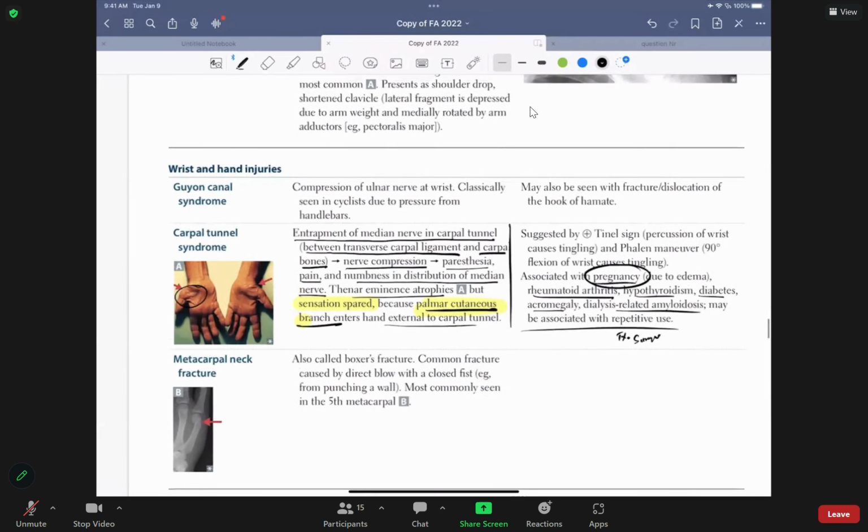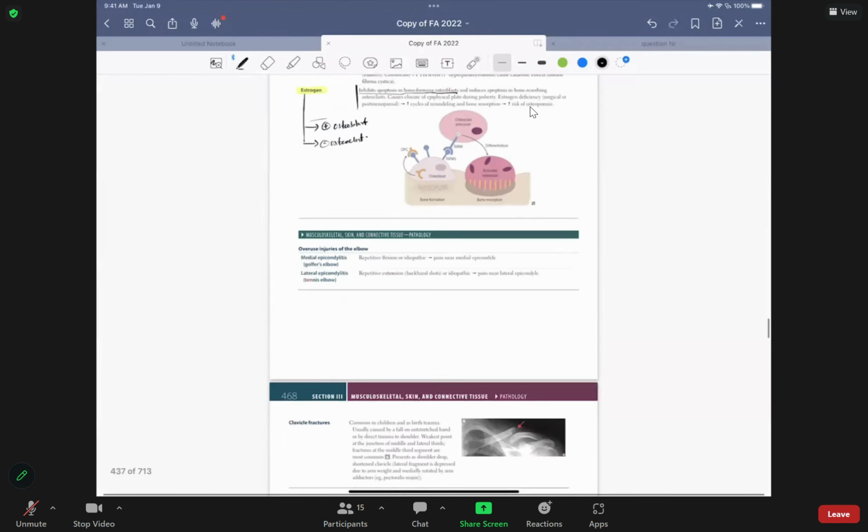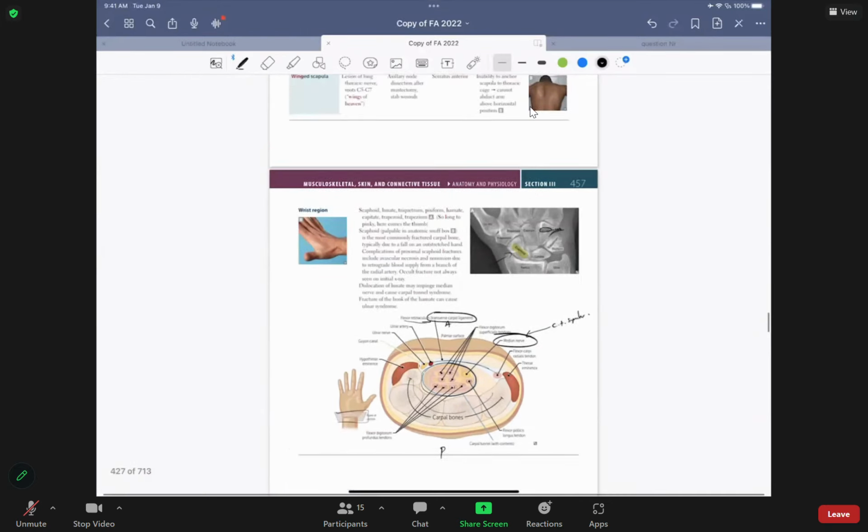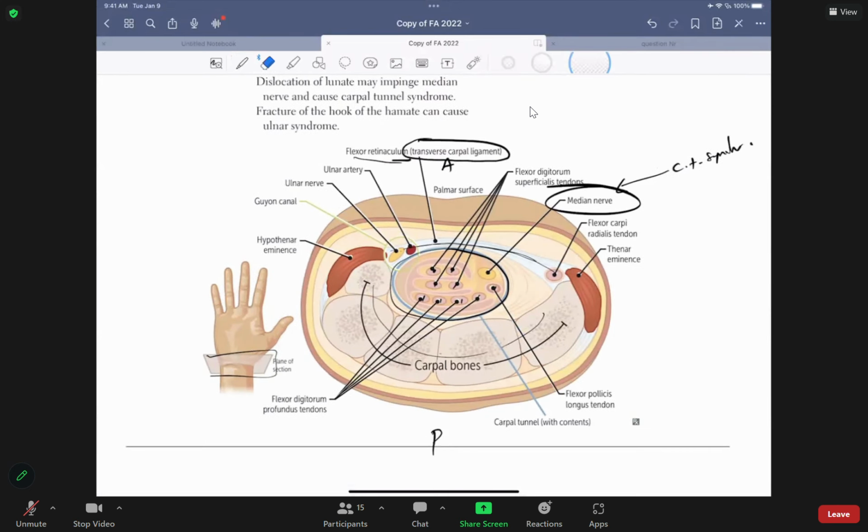Next, I'm just going in there to the previous picture to show you guys. Let's see here, right? That's carpal tunnel. Let's clean this up. Okay.